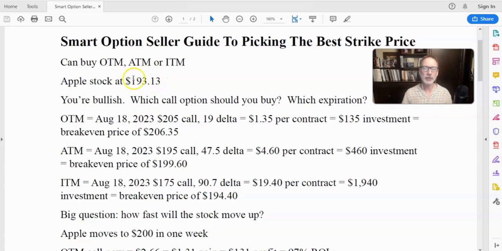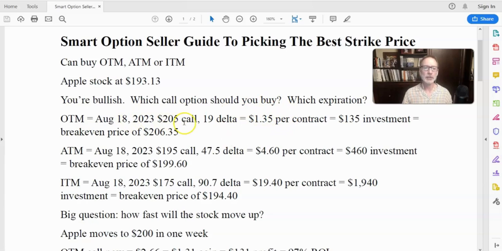With Apple at $193.13, you're looking to buy the 205 call. You're basically picking an option trade where the stock really has to move all the way up to that level if you're going to hold this trade till expiration for you to see any kind of profits, okay? But there's a reason why people focus on these out of the money call options, because they cost a little amount of money.